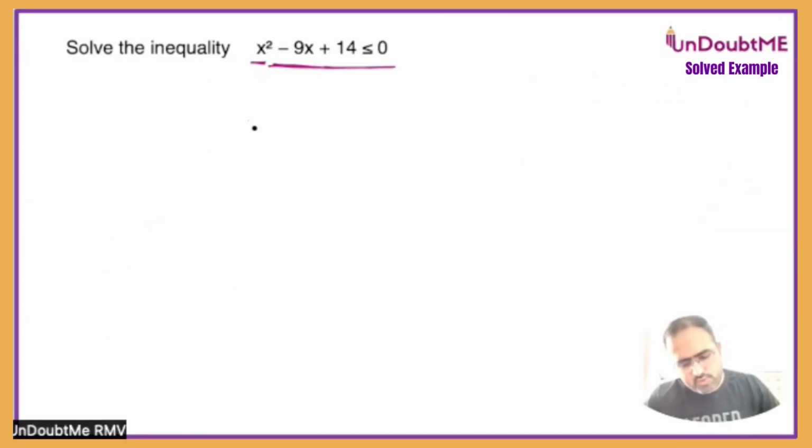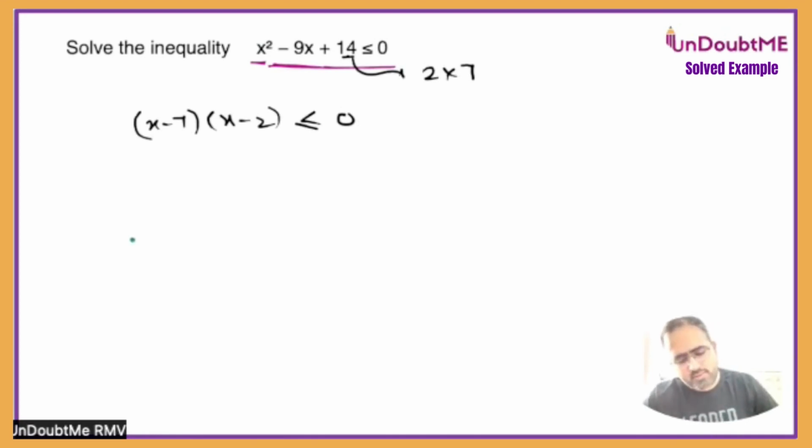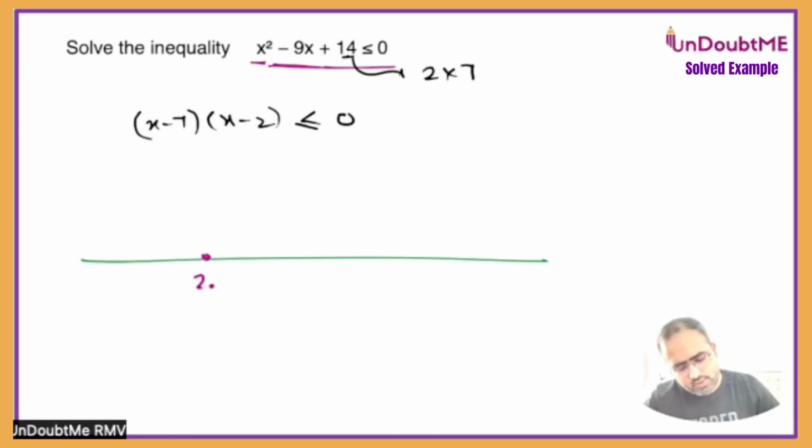So to begin with, we will first find the factors. 14 will be 2 times 7, and -2 minus 7 will give me -9. So my factors will be x minus 7 and x minus 2, and that is less than or equal to 0. Then from here, we will get the values of x. On solving, we get x as 2 and 7. This is just a rough plotting. 2 is smaller, so it should be plotted first. And then we will see the sign of a.